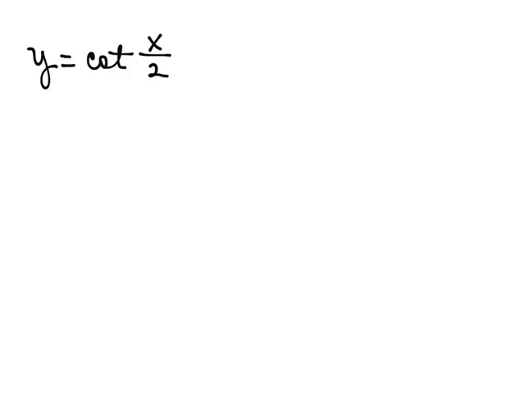To graph y equals the cotangent of x over 2, let's first realize that this is the cotangent of 1/2 x. One strategy for graphing cotangent is to first find the asymptotes, fill those in, and then use those as a guide to get the rest of the graph. That's the strategy I'm going to use to graph this.